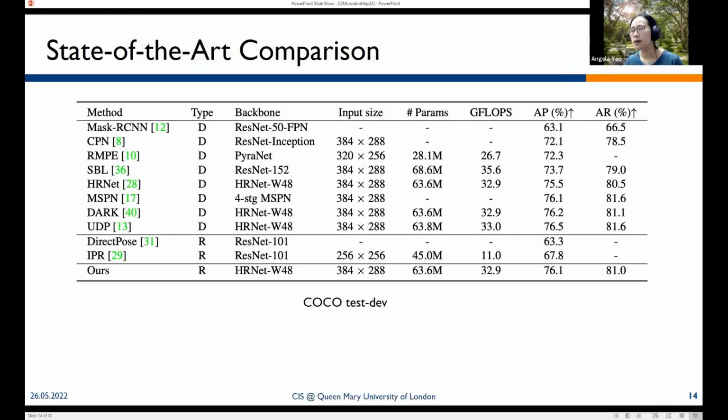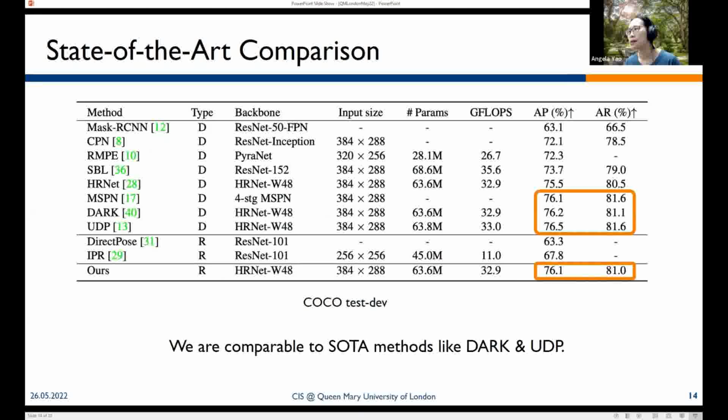If we compare to state of the art also, what we observe is that our results were comparable to state of the art heat map detection methods. In terms of AP, we're all sitting at around the same, and also in terms of the AR as well. We're slightly lower than, for instance, UDP, but comparable to this DARK method.